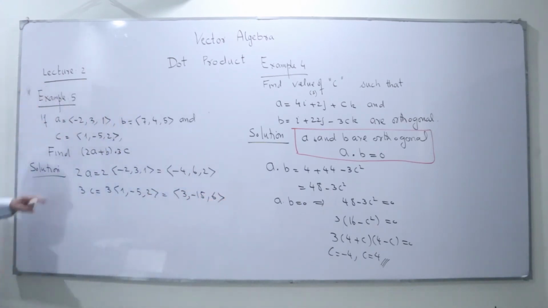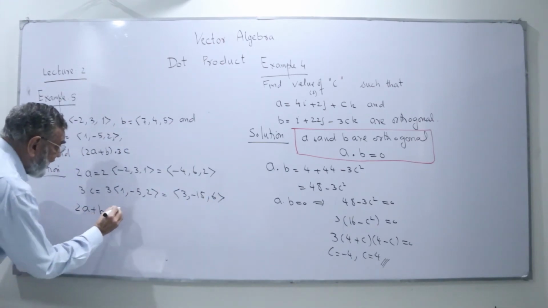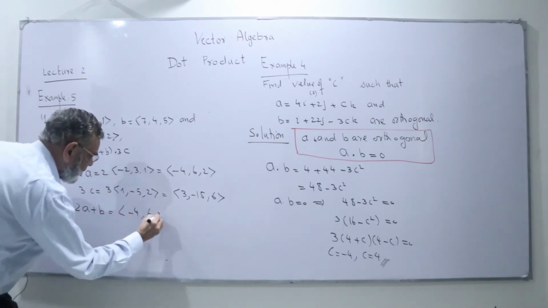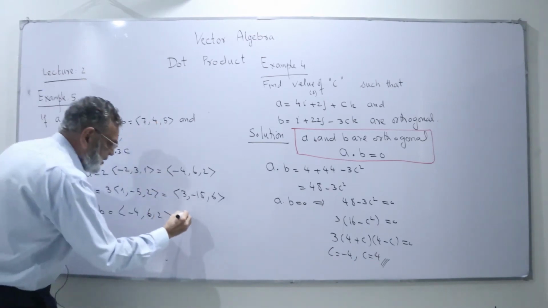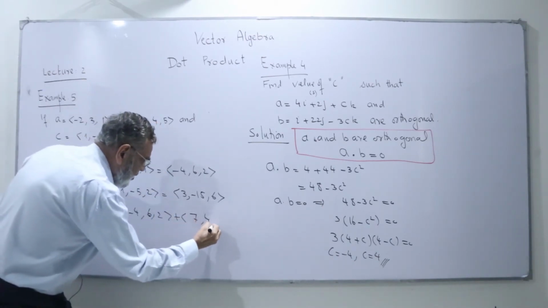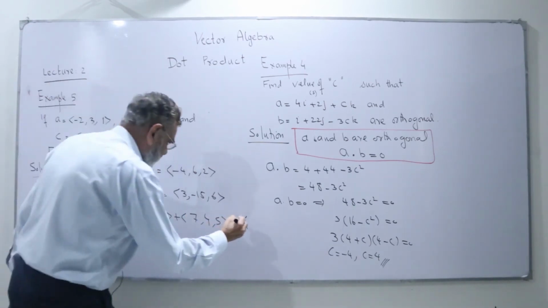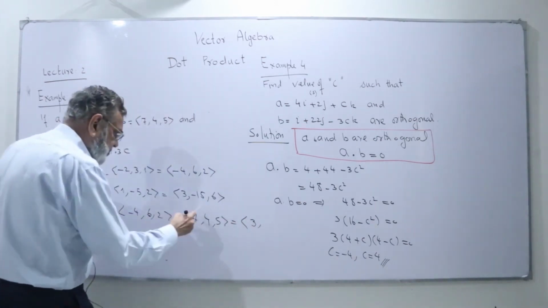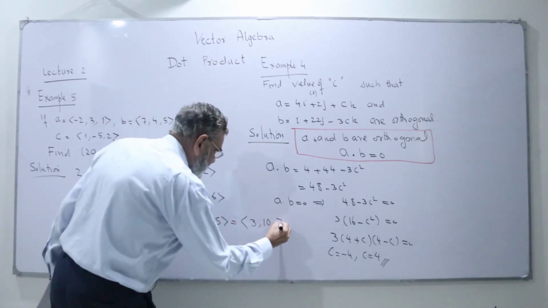Now I want to find this value, 2A plus B. My 2A is equal to minus 4, 6 and 2 plus B. What's my B? My B is the vector 7, 4 and 5. We add them. We get minus 4 plus 7, which is 3. I get 6 plus 4 is 10, and here 2 plus 5 is 7.